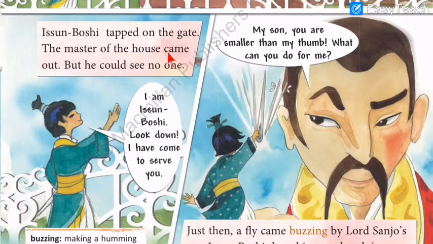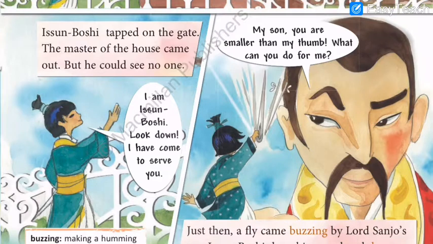The master of the house came out, but he could see no one. Who could see no one? Lord Sanjo, the master of the house, was not able to see anyone. "I am Issunboshi. Look down. I have come to serve you." Now, this tiny fellow is almost the size of Lord Sanjo's thumb.